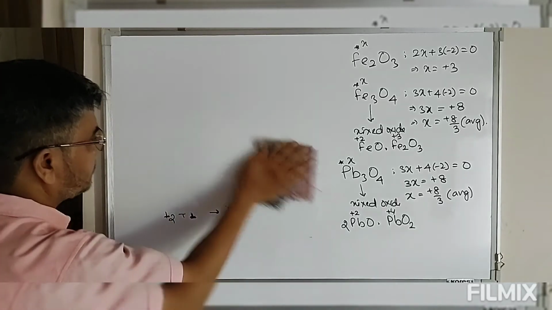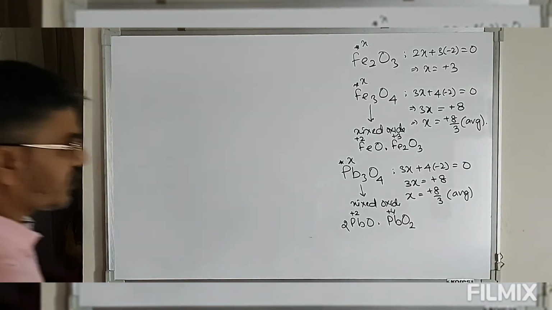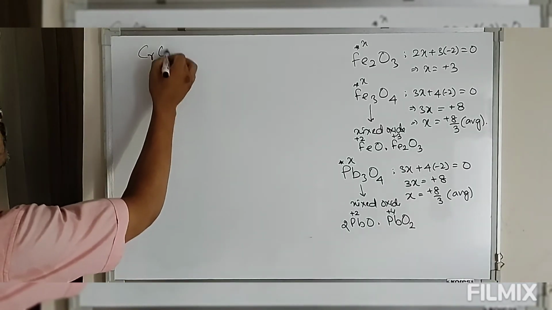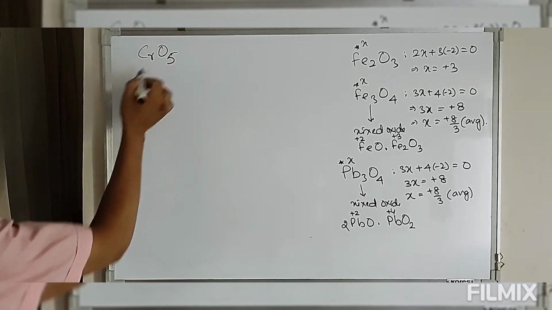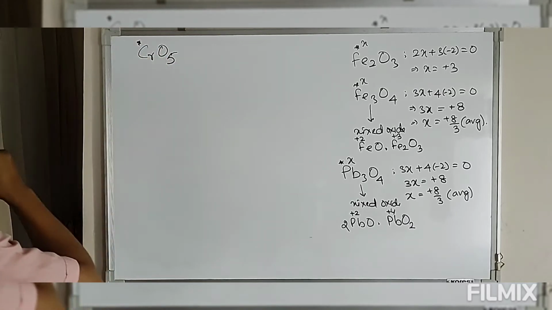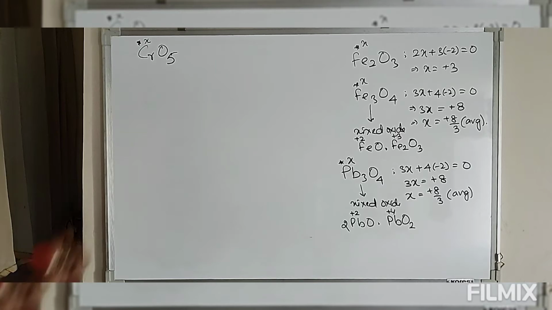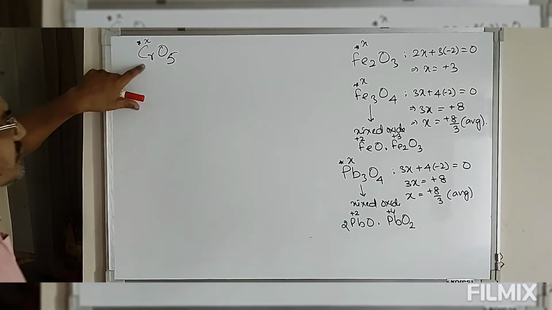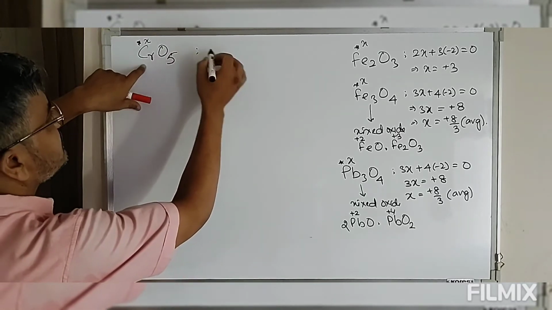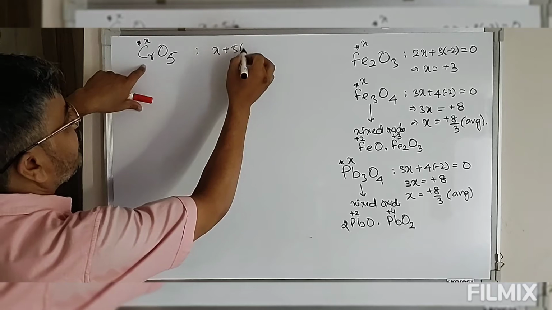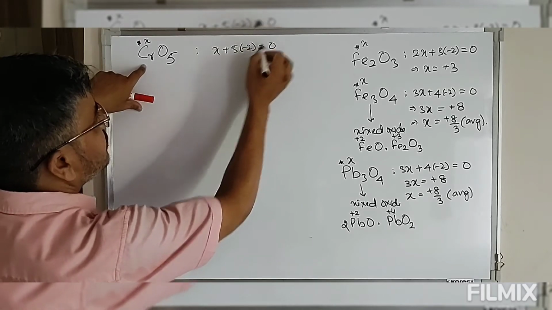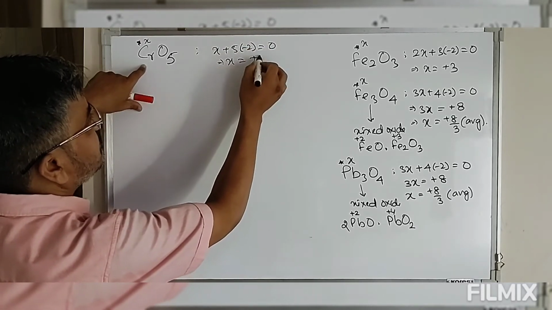Let's have some more examples. Let's find the oxidation state of chromium in CrO5. The rule says x plus 5 times minus 2 is equal to 0. So therefore x is equal to plus 10.